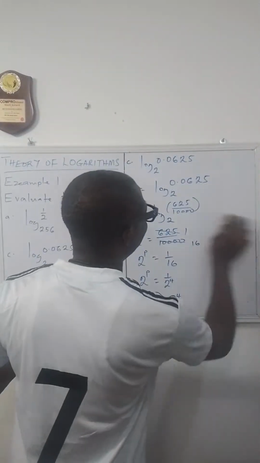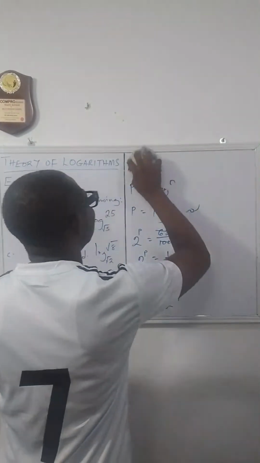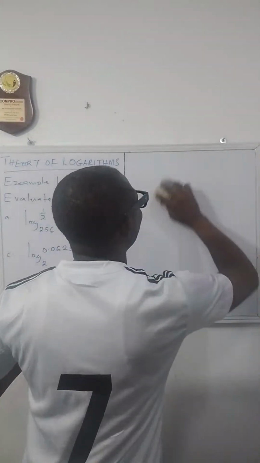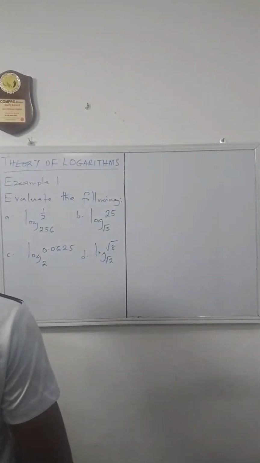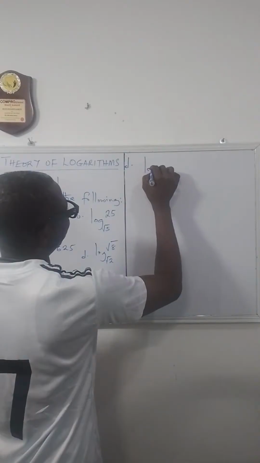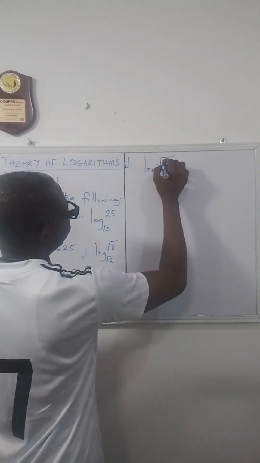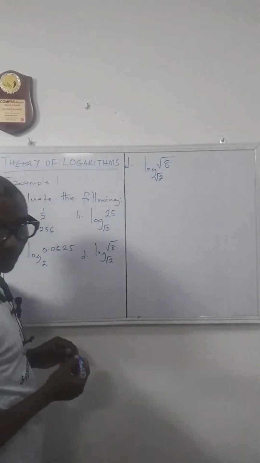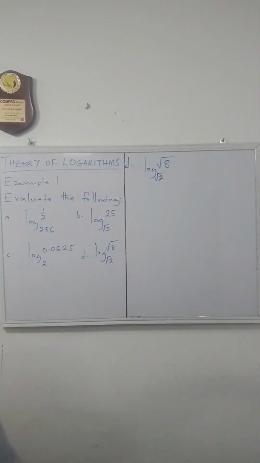Last one, do we have anybody with the answer to the last one? Anyone with the answer? The last one, D, we have logarithm of square root of 8 base square root of 2. Okay, is there anyone with the answer to that? Anybody with the answer to that? Okay, nobody yet. Okay, so let's see.